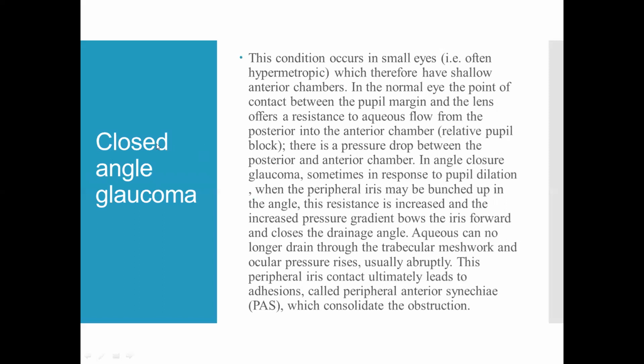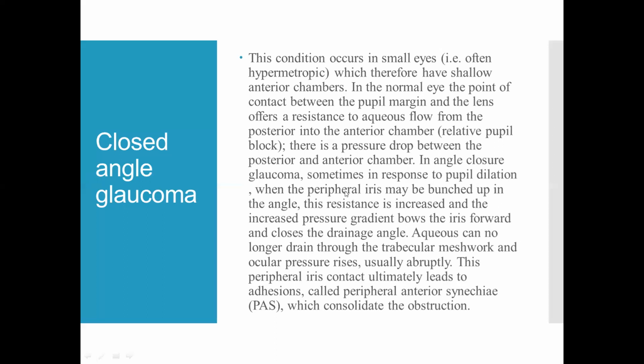And now let's talk about closed angle glaucoma. This condition occurs in small eyes, often what we call hypermetropic individuals, which therefore have shallow anterior chambers. In the normal eye, the point of contact between the pupil margin and the lens offers a resistance to aqueous flow from the posterior into the anterior chambers, relative pupil block. So there is a pressure drop between the posterior and the anterior chamber.